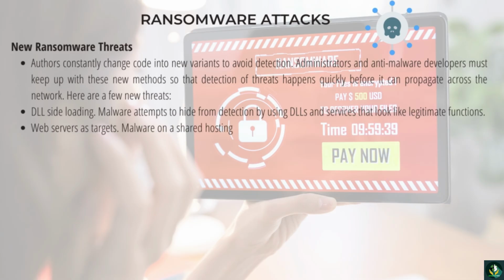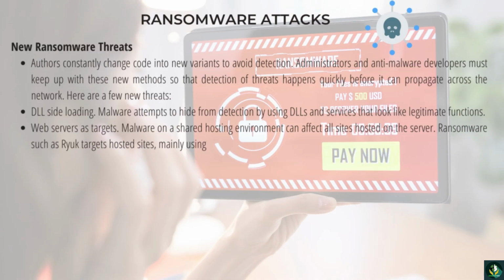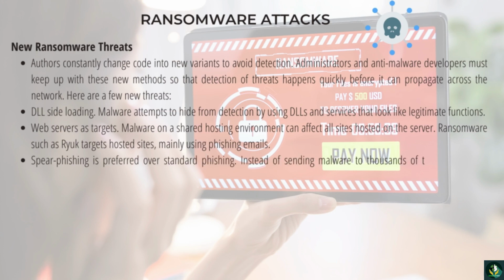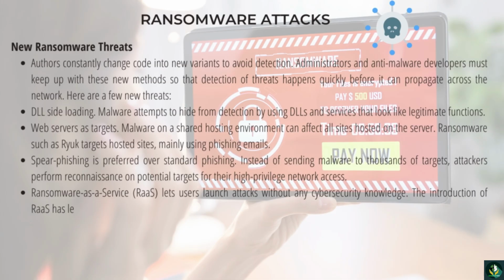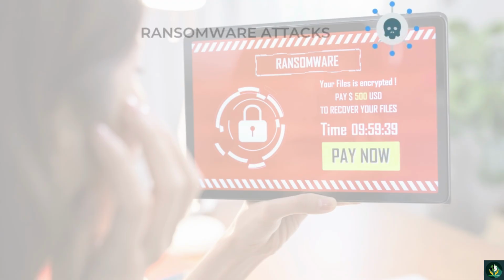Web servers as targets. Malware on a shared hosting environment can affect all sites hosted on the server. Ransomware such as Ryuk targets hosted sites, mainly using phishing emails. Spear phishing is preferred over standard phishing. Instead of sending malware to thousands of targets, attackers perform reconnaissance on potential targets for their high-privileged network access. Ransomware as a Service, RaaS, lets users launch attacks without any cybersecurity knowledge. The introduction of RaaS has led to an increase in ransomware attacks.